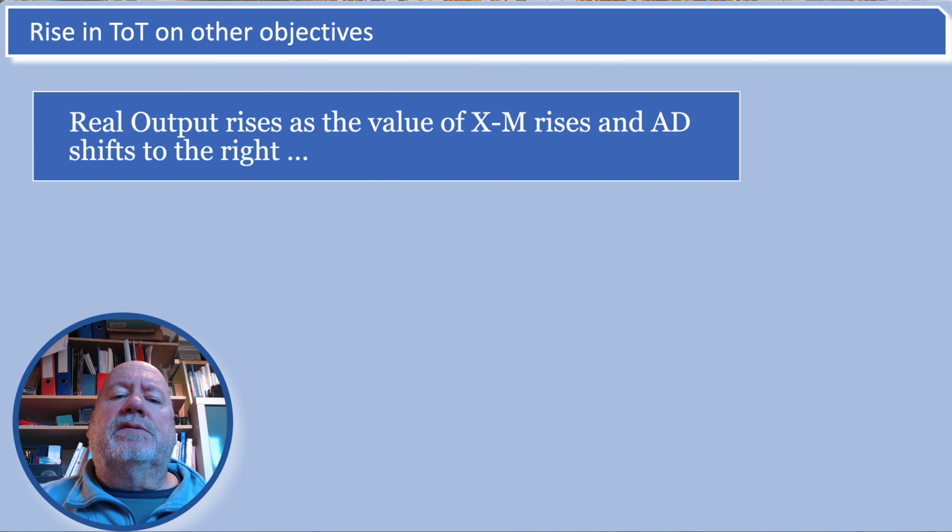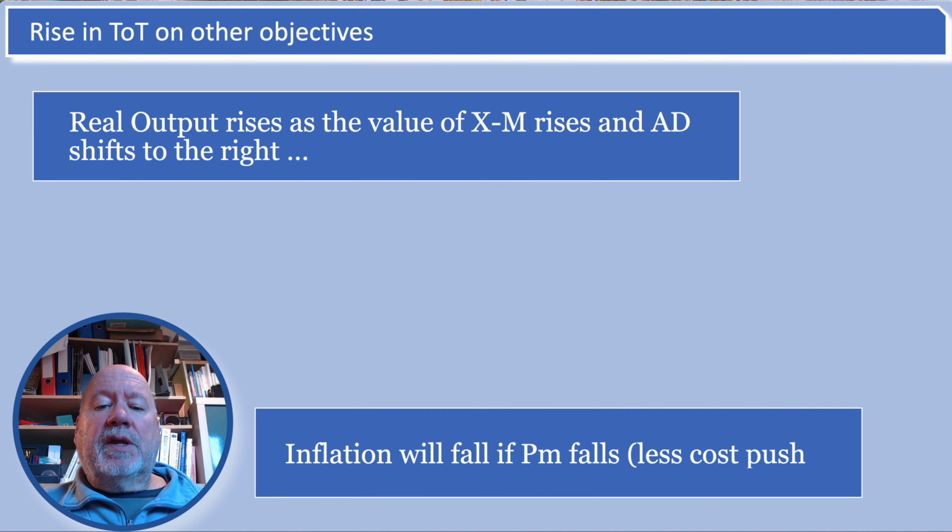What about the other objectives? Well, real output will rise if your X and M are rising because you have inelastic PED. Then the AD curve is going to shift to the right, and that means your real output goes up, and there's some economic growth coming through.